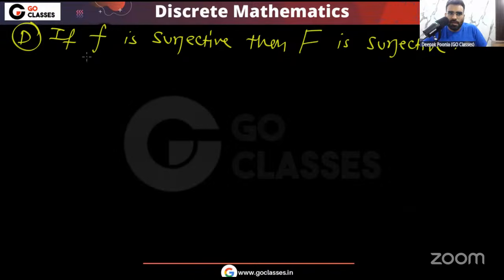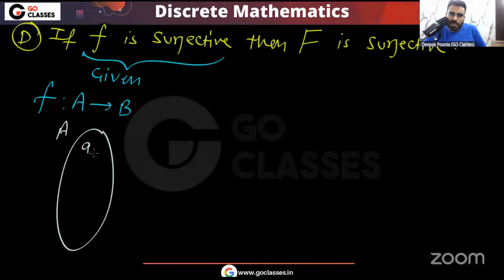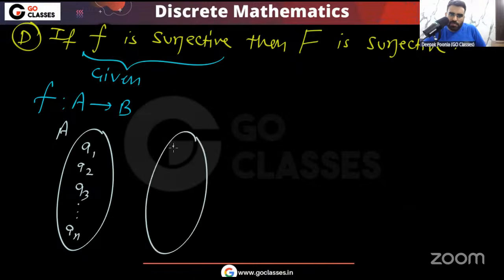It's quite easy. First, you understand if small f is surjective, then what it means. This is given to you that small f is surjective. You know that small f is from A to B. Now let's assume that A has elements A1, A2, and so on up to An, and B has elements B1, B2, and so on up to Bm. So this small f is a function from A to B.